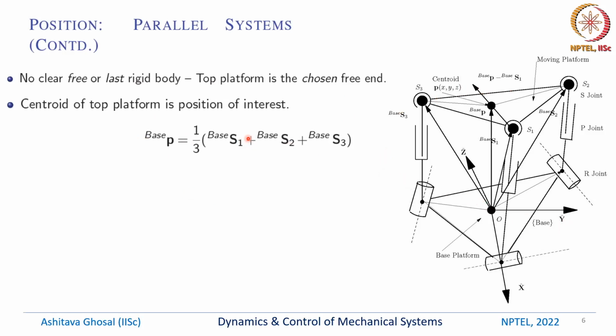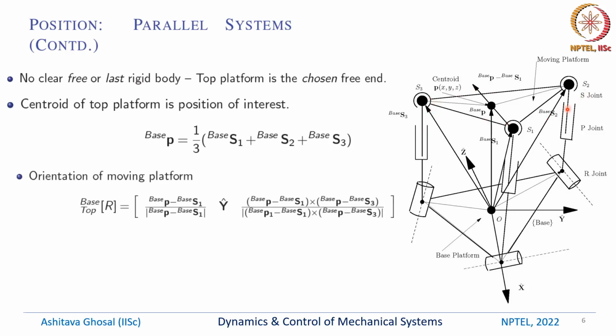As you can see, I am denoting this vector as base S1, where the base platform has a coordinate system called base with X base, Y base and Z base and origin. And this vector is from the origin of the base coordinate system to S1, S2 and S3. So if I know these three vectors, then I can find the centroid. This is the formula for a centroid, knowing 3 points of a triangle.